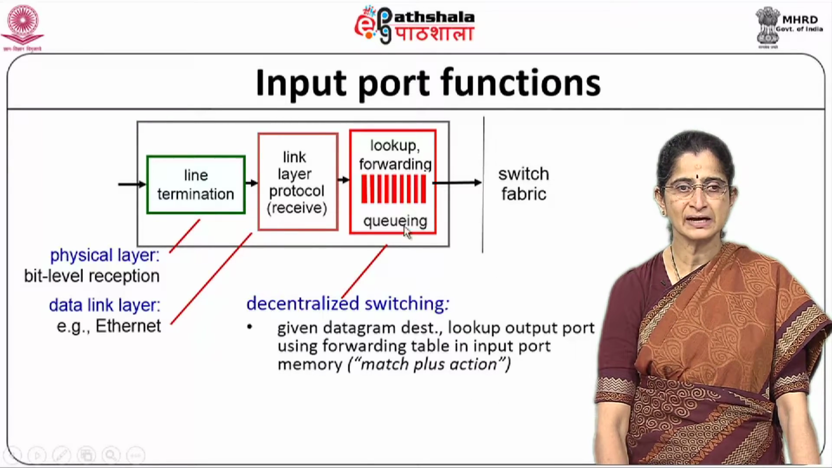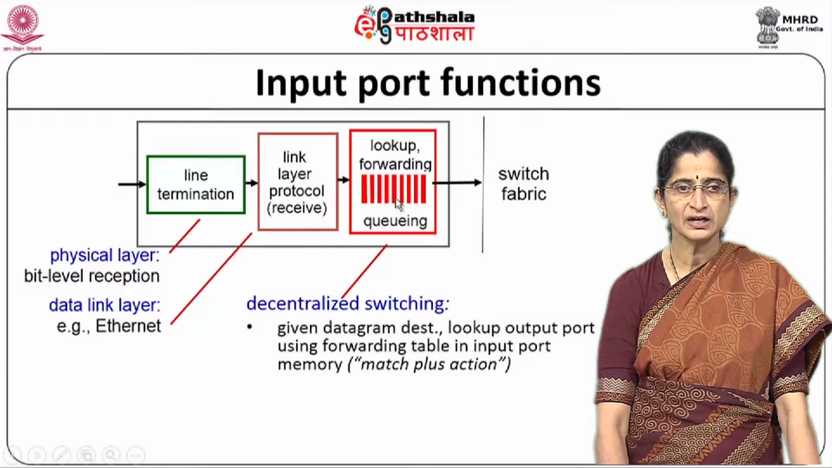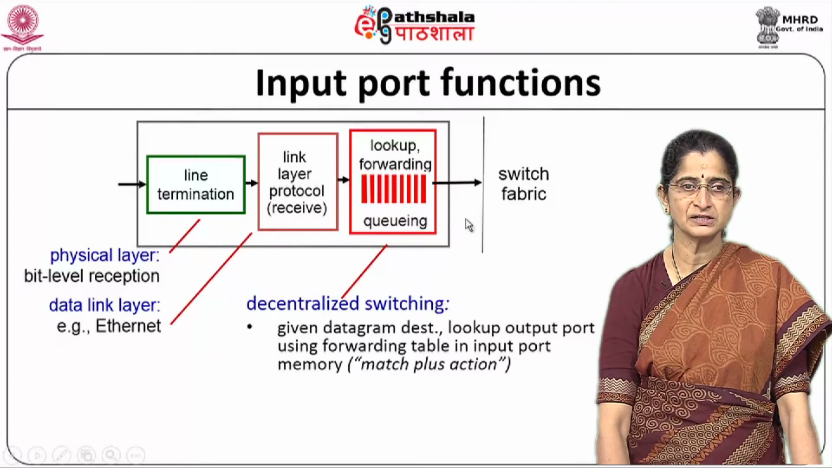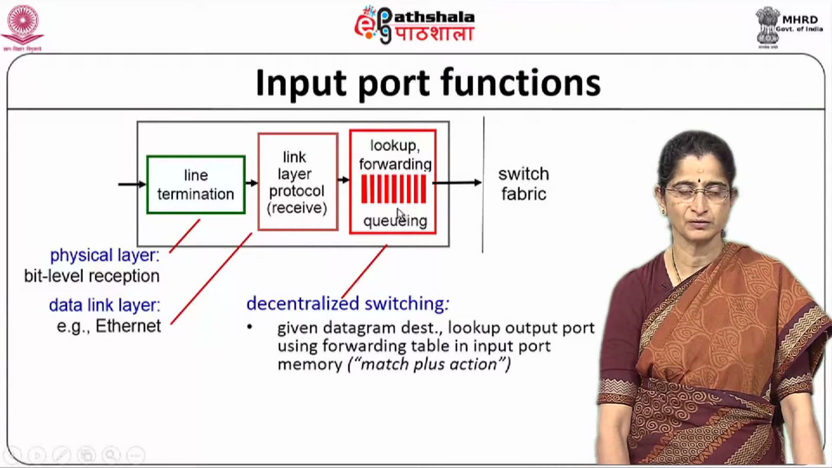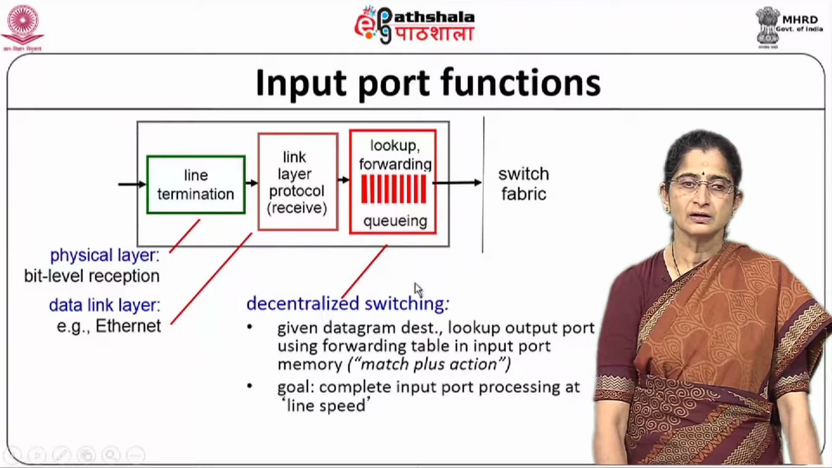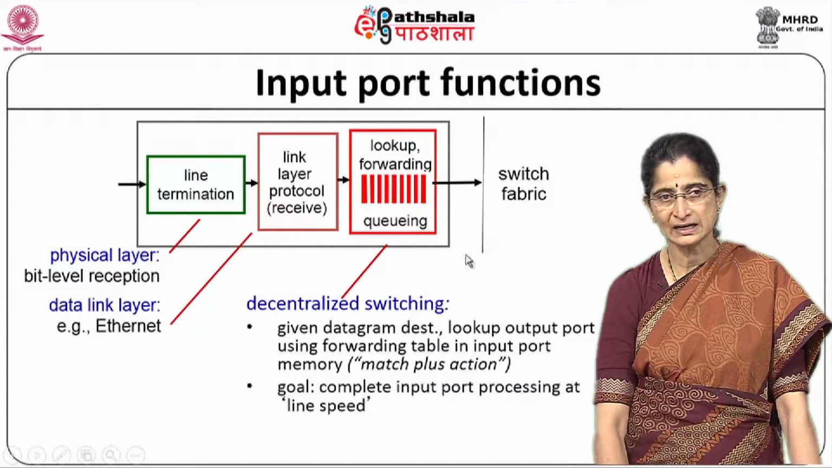So, it is basically a match plus action kind of function that will be specified here. What is it that needs to match, and if something matches, what is the action to be taken? That is the information that will be specified here, and that is what will be used to do this forwarding function. The goal, obviously, is to complete this input port processing at line speed.